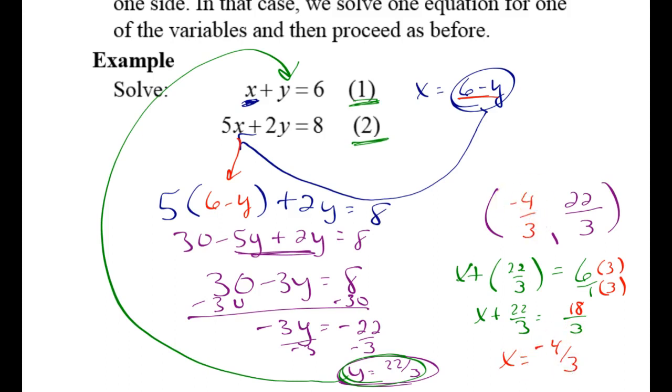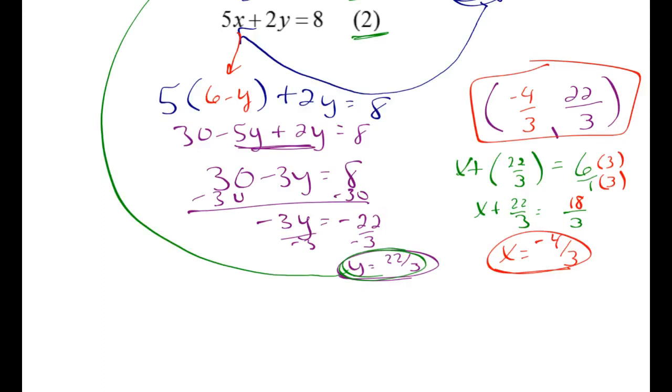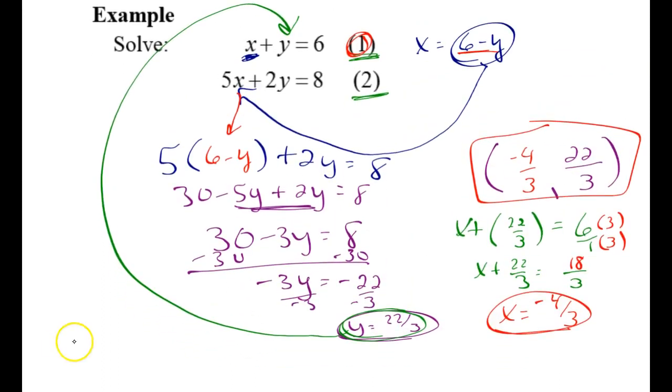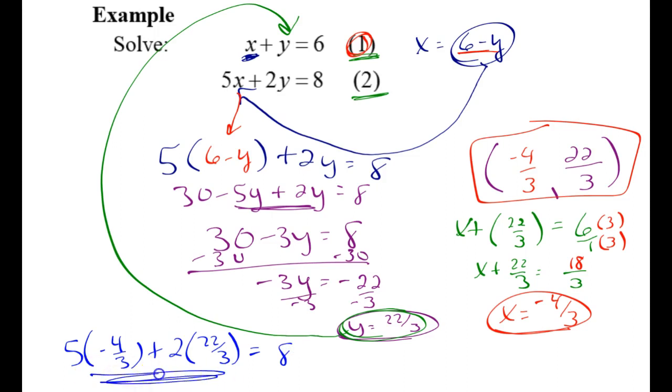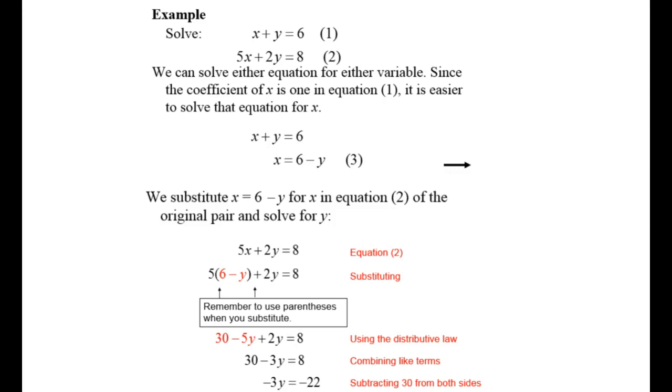Again, that's kind of hard to check, but I would. I found this x value from equation 1, so I would check this point using equation 2. It doesn't look real nice. Maybe even use a calculator, but 5 times the negative 4/3 plus 2 times the 22/3 better equal 8. Maybe you could just pull out a graphing calculator and punch that in and make sure that that does work. Hopefully it does. Let's see.